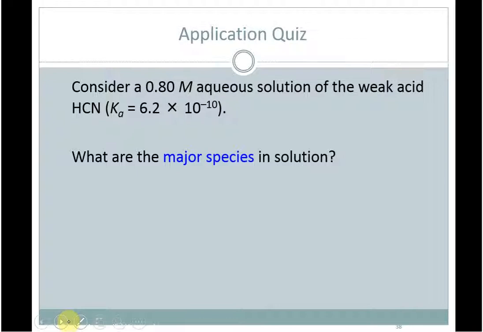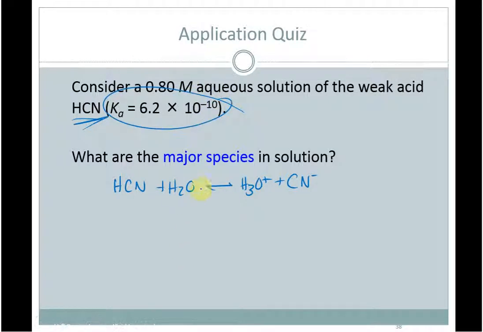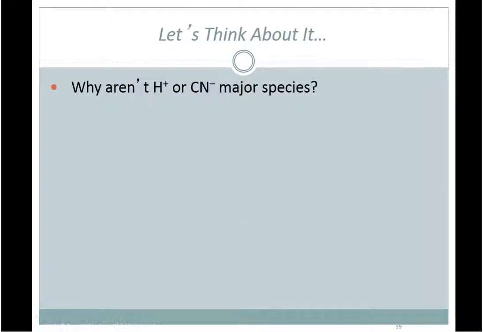So here, for example, we have a 0.8 molar solution of HCN. HCN in water is going to give us the hydronium ion and CN-. We've already talked about this reaction a little bit. We know that this K is very small, so technically this is the side that is going to dominate. We know that the products aren't dominant because our K value is so little.